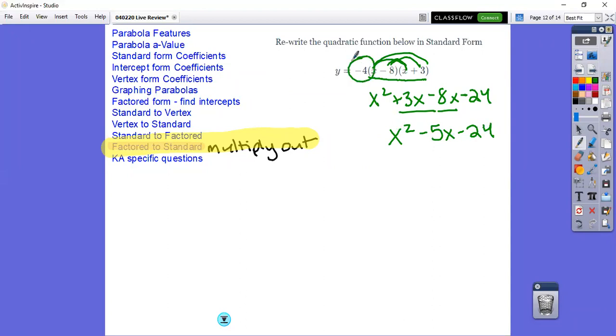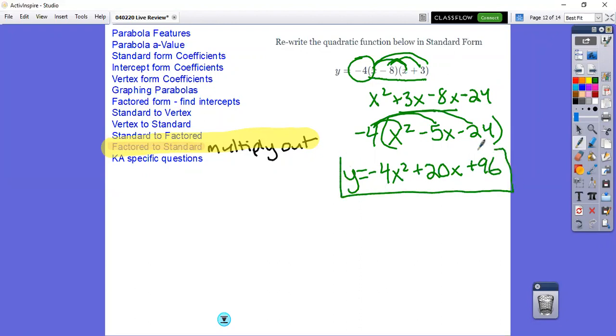I have to remember I still had this negative 4 over here, so I need to multiply all of this by negative 4. And that's going to give me y equals negative 4x squared plus 20x plus 96. Again, I'm multiplying this through: negative 4 times x squared, negative 4 times negative 5x, and negative 4 times negative 24. Okay, that is standard form, no parentheses left over, it's multiplied out.